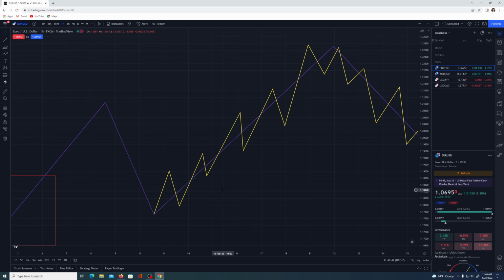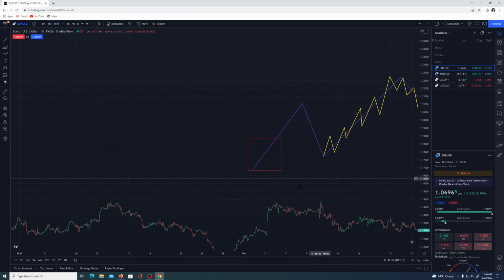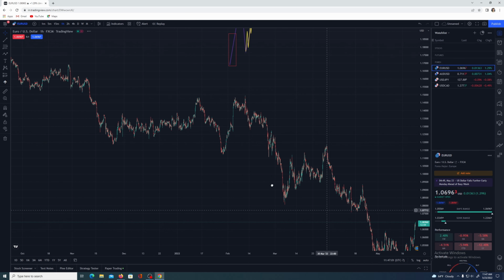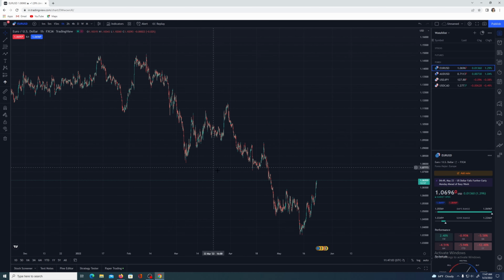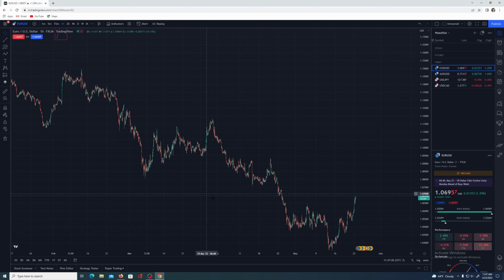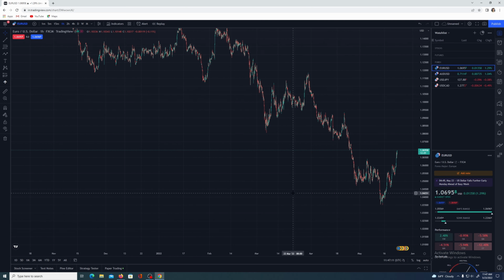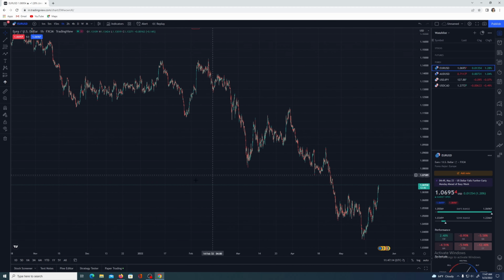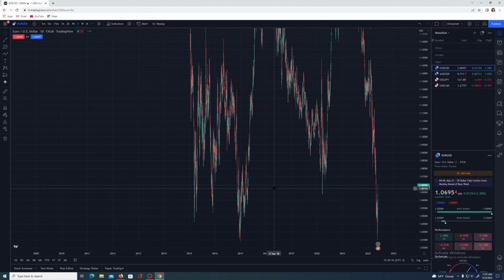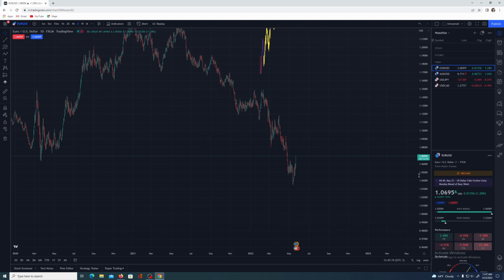It depends on how liquid a certain market is. The time frames in which you will have to trade the market are going to be different. What do I mean by that? If we go down here and look at this market, it's a bearish market. We're looking at the 1 hour right now, and we can see a lot, but we can't really go in deep.